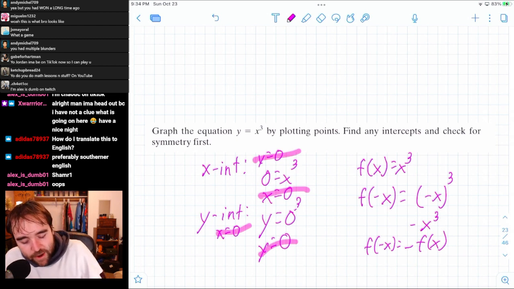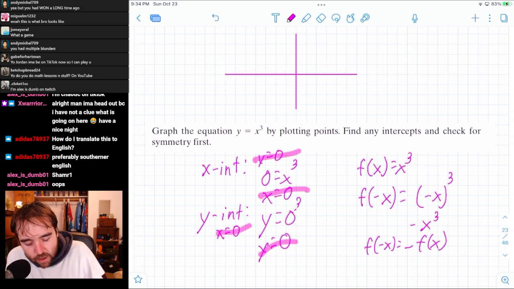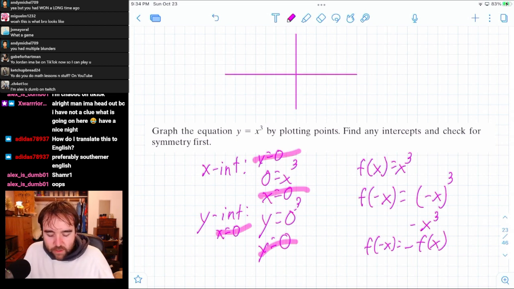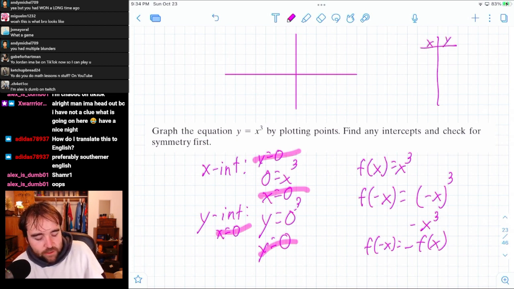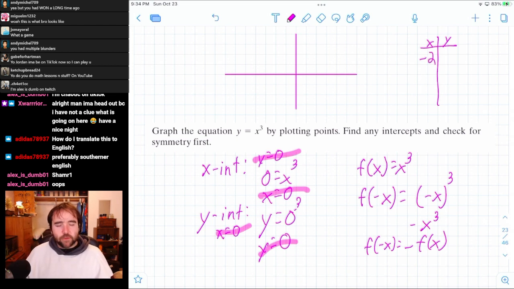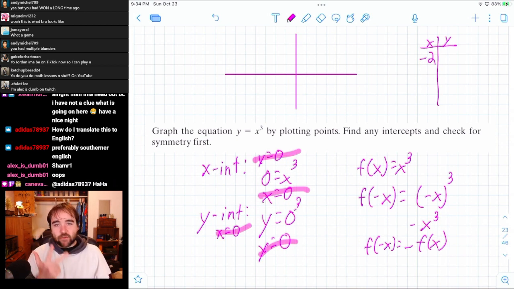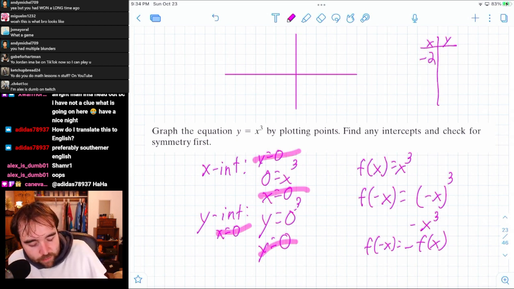So now I think we're ready to graph it, and we should have a decent idea of what it looks like. It says we should graph it by plotting points, so let's plot some points. When x is this, y is this. So let's start at negative 2. When x is negative 2, what's negative 2 cubed? Negative 2 times negative 2 is positive 4. Positive 4 times negative 2 is negative 8. So we plug in negative 2, we get negative 8.